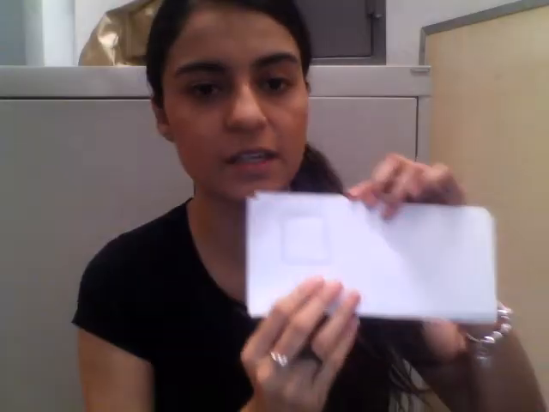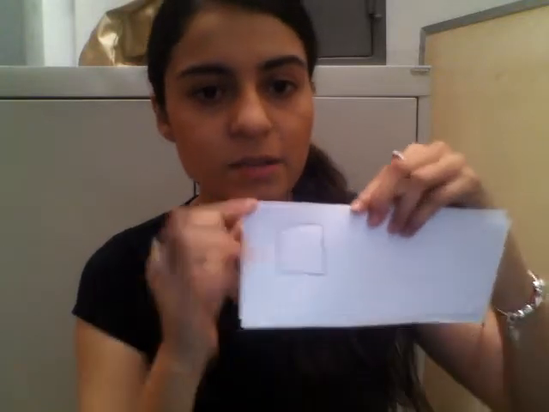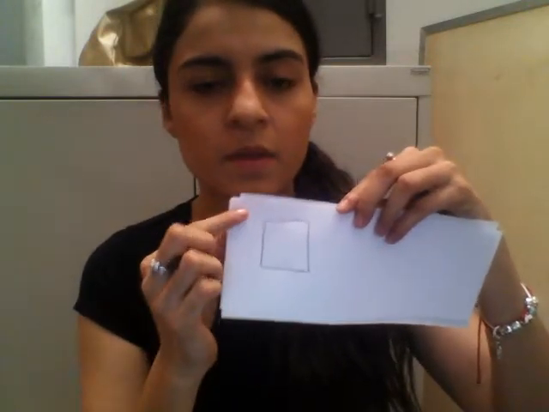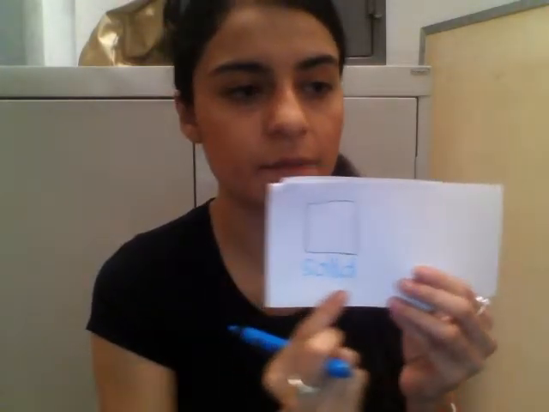Okay, so now in your interactive notebooks, we're going to be taking some notes on matter. So let's begin by drawing a square. It can be a small square or a medium square, as long as it does not cover up the whole page. Okay, so does everybody draw a square? Okay, and on the bottom of it, we are going to label it as a solid. Okay, we're going to label it solid.